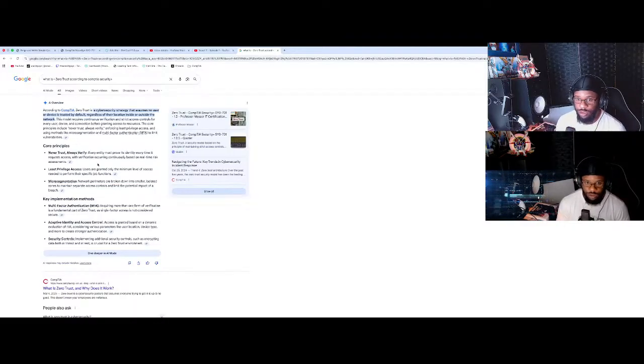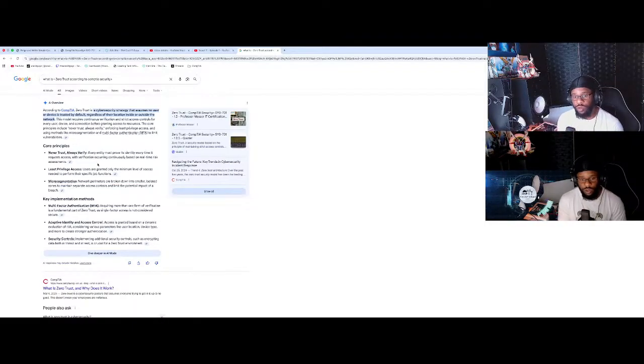Zero trust, according to Google AI, is a cybersecurity strategy that assumes no user or device is trusted by default, regardless of their location inside or outside of the network. This model requires continuous verification and strict access controls for every user, device, and connection before granting access to resources. The core principles include never trust, always verify, enforcing least privilege access, and using methods like microsegmentation and multi-factor authentication to limit vulnerabilities.